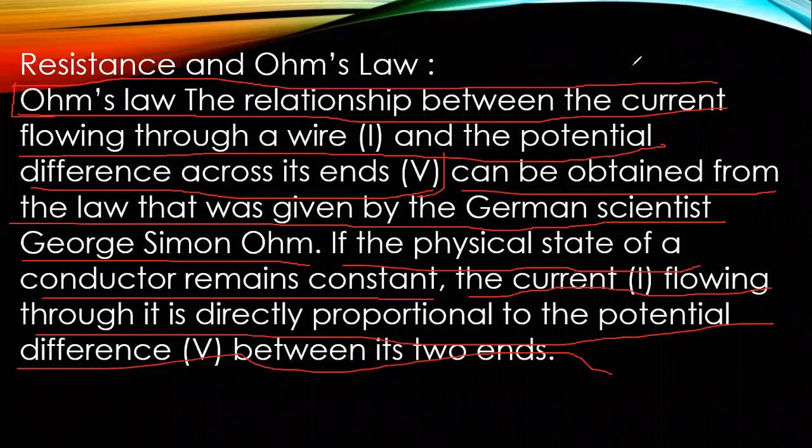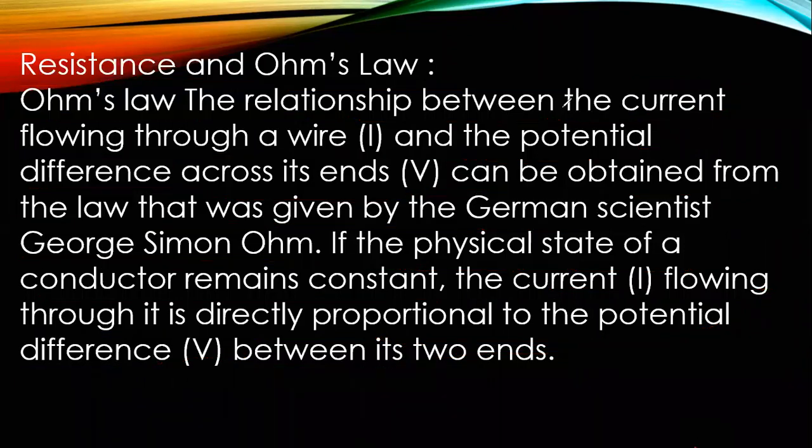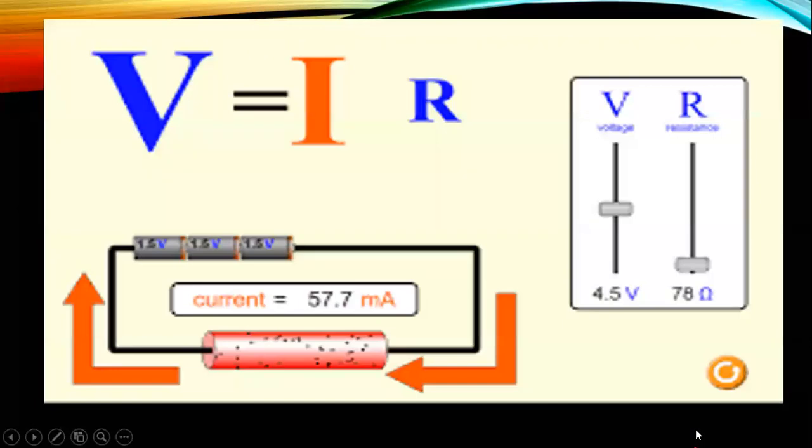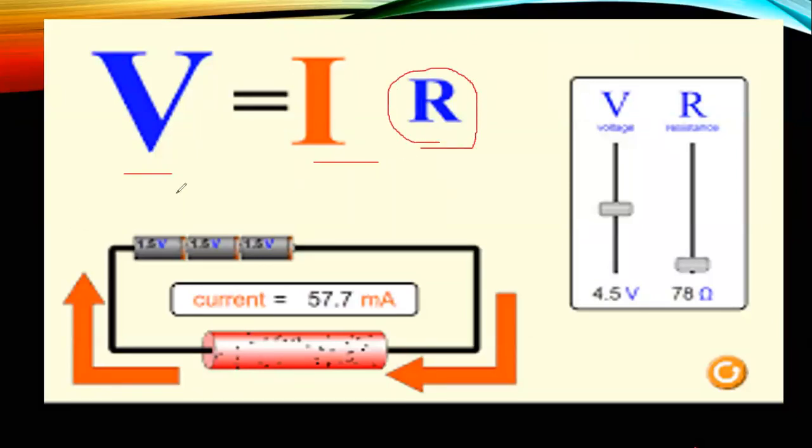Now we can see the next part. This way you get the formula for Ohm's law: V equals I into R. R means resistance. This is the circuit diagram. It is shown connected to a battery, and here the current is shown as 57.7 milliampere. Now the next we can see in the next video.